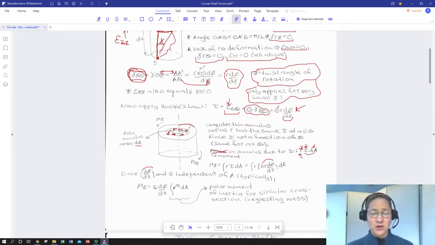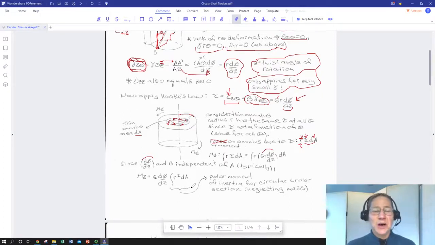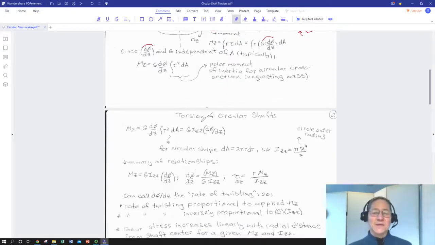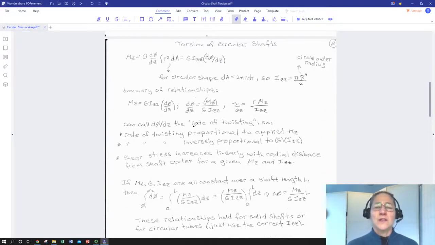So this is the cumulative squared distance of every bit of area from this central axis. So why do we care? Because that's something convenient to look up. That's IZZ, actually, something that we're going to see a lot more of when we look at beams. So this is a good introduction to how the moment of inertia for a given shape of cross-section has a lot to do with how that material responds and deflects for a given loading.